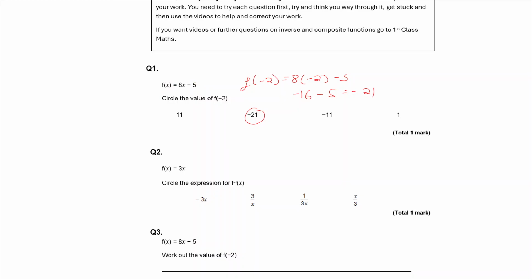Question number 2. I've got the wrong mark scheme up. Oh, that's my year 10 one, that's why. Let's get this up. There we go.